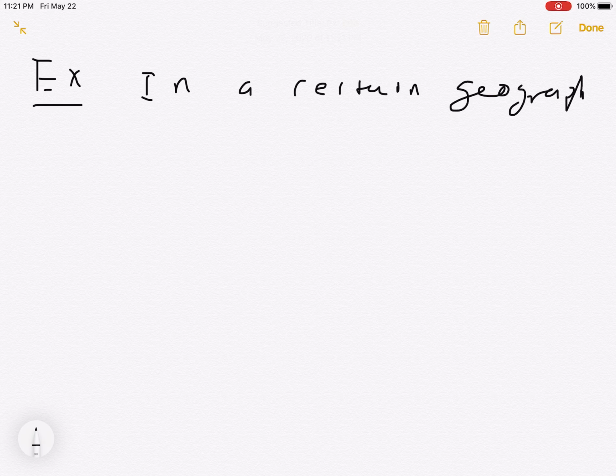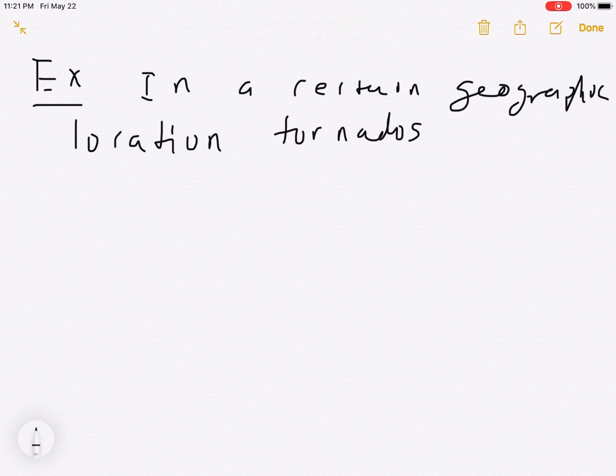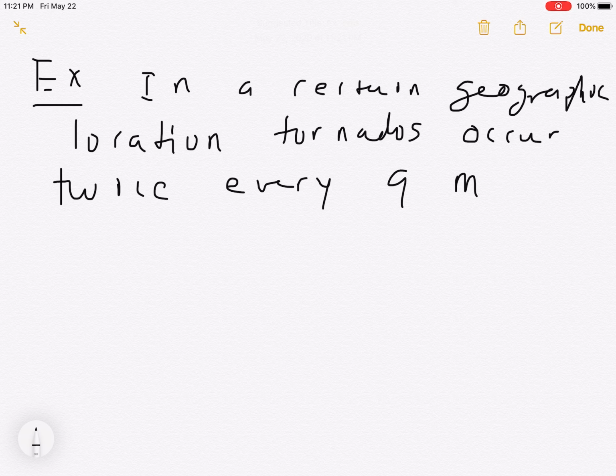Okay, let's do a quick example. My example is that in a certain geographic location, tornadoes occur twice every 9 months.